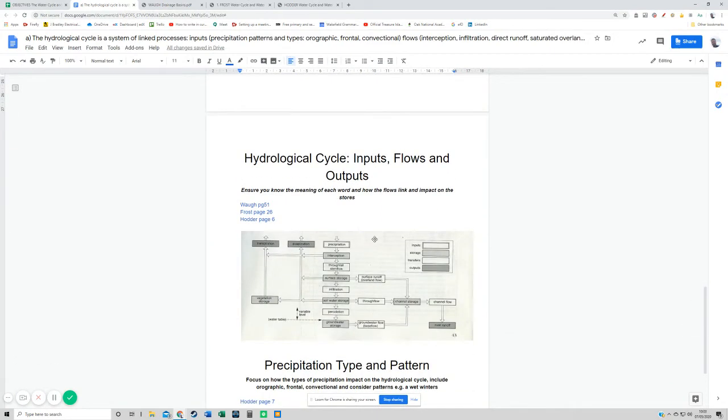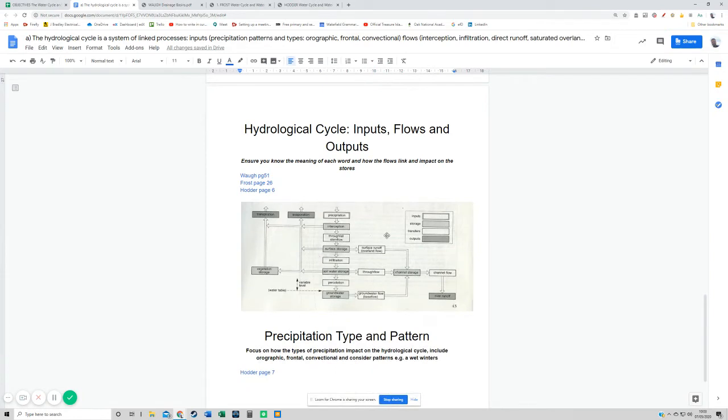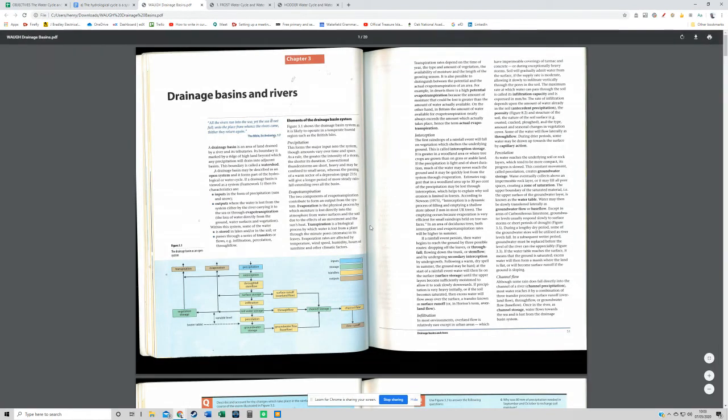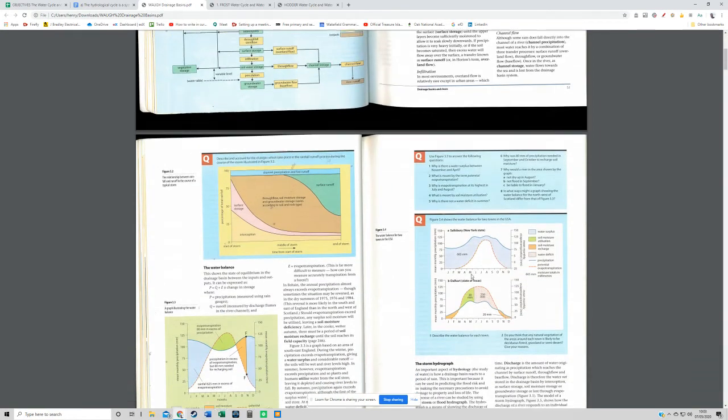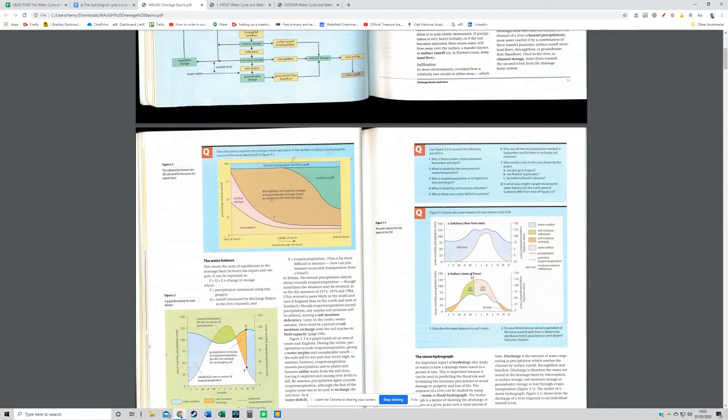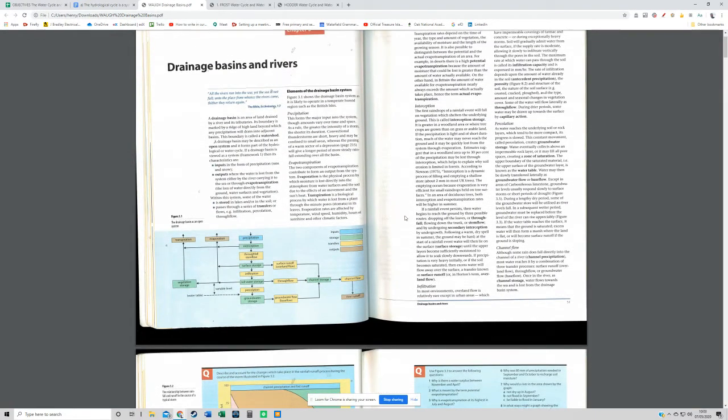So the second little bit of this is looking at how the hydrological cycle exists in the sense of its inputs, flows, and outputs, which is straight from the wording of the spec. The first thing you've got to do here, again, is make sure you know all the words in that diagram. Now, these are discussed in several textbooks. I like the WAF textbook for this, the big white textbooks. It's got the same diagram there, but then it explains each word in detail. And then it goes on to looking at different factors that affect the flows through here. But you need to know each one.